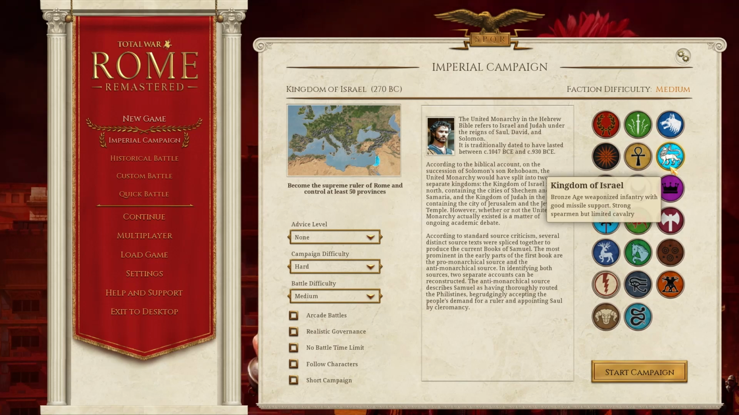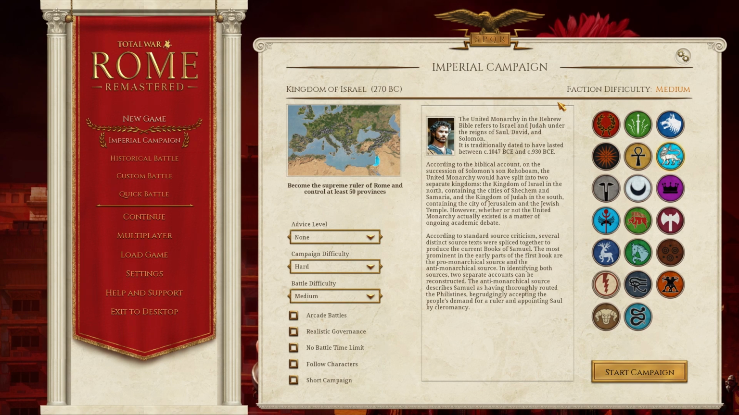Hello everyone, and today we are going to be talking about the Kingdom of Israel mod for Total War Rome Remastered. Now this mod, why am I talking about it? There are plenty of mods that had factions, there are plenty of mods that had over 100 factions, right? Especially for Rome Remastered. But this mod is special because it properly showcases how much more you can do with Total War Rome Remastered, with the remastered engine.